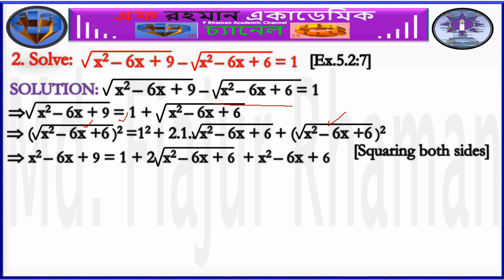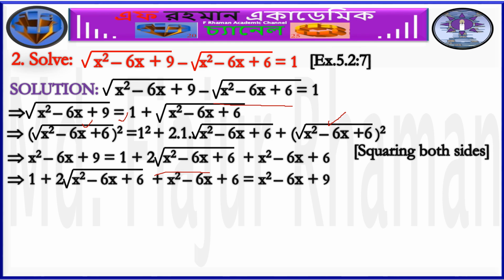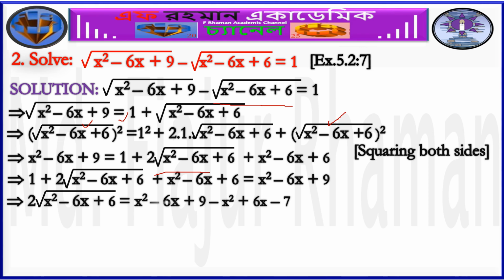In order to isolate the radical, we should interchange all the terms of the right hand side and all the terms of the left hand side. And doing so, we get 1 plus 2 square root of x square minus 6x plus 6 plus x square minus 6x plus 6 is equal to x square minus 6x plus 9. This implies that 2 square root of x square minus 6x plus 6 is equal to x square minus 6x plus 9 minus x square plus 6x minus 7.